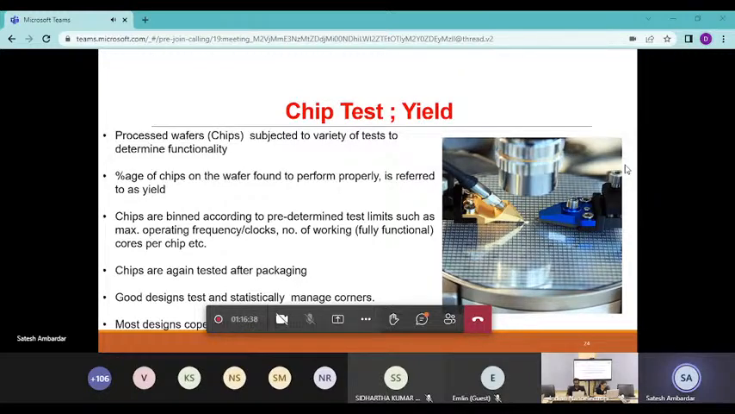So a good design should take care of these process variations, and the industry standard is about 64 corners, which is generally followed in the industry nowadays.